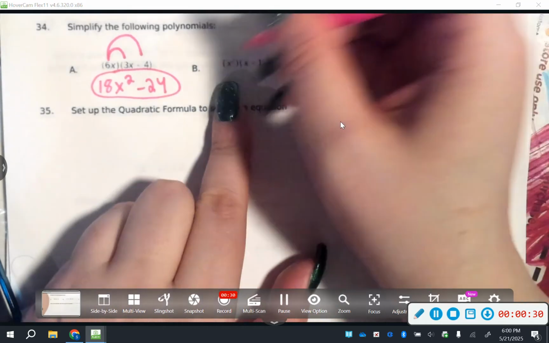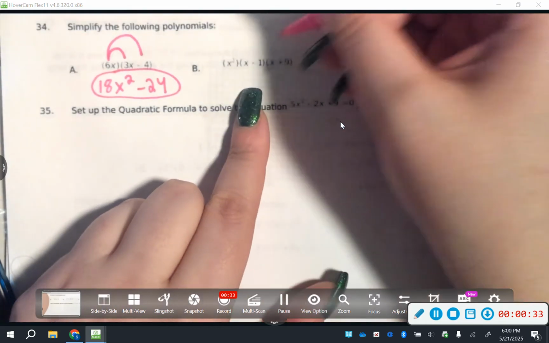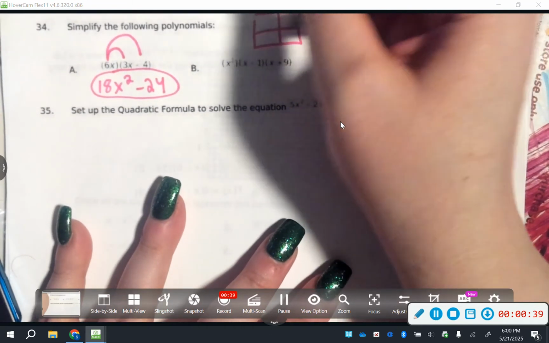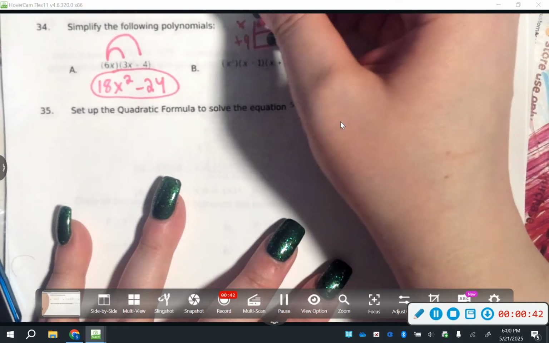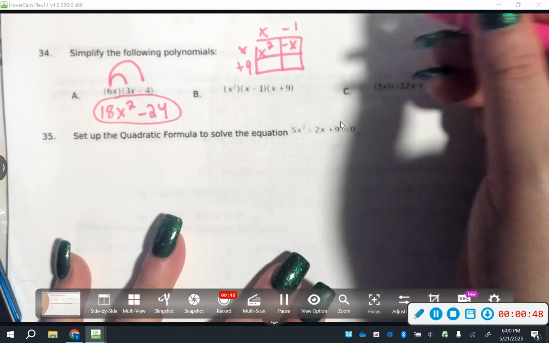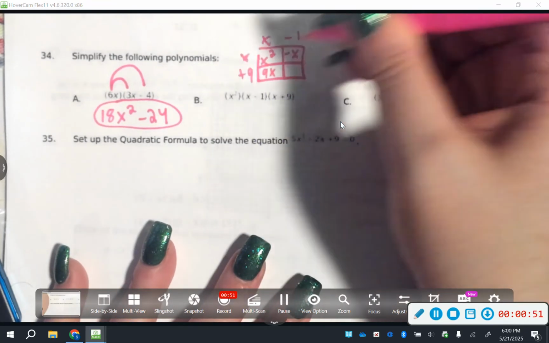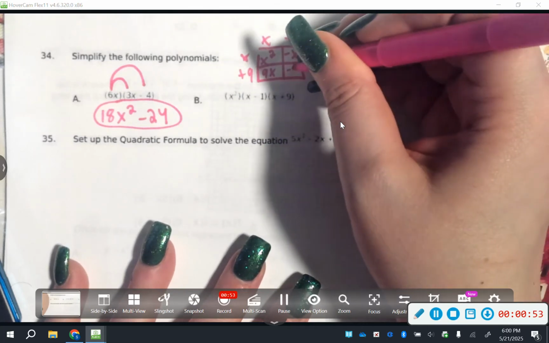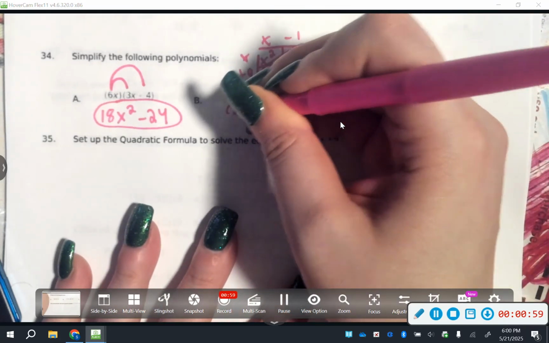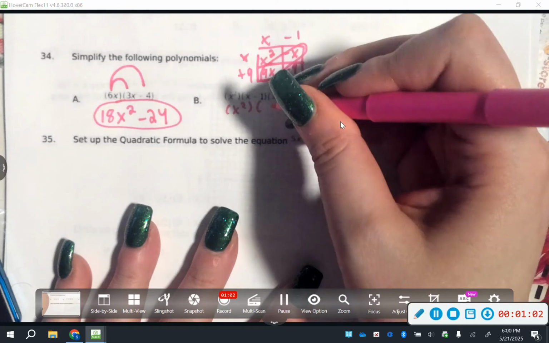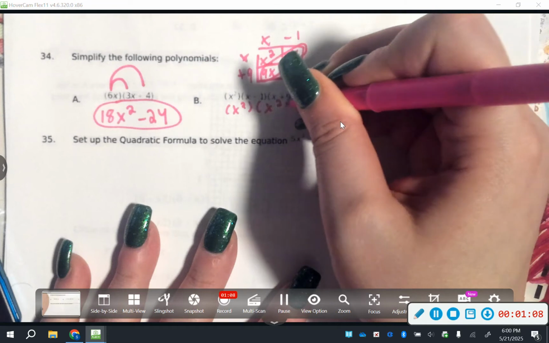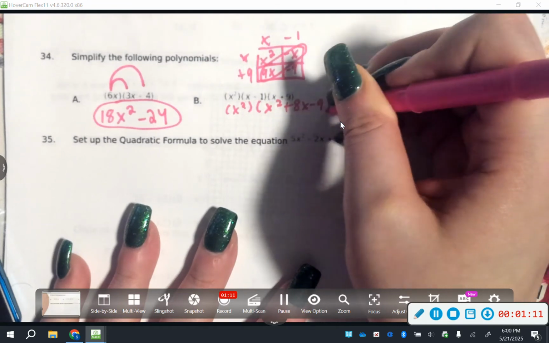For this one, it doesn't matter where you start. I guess I'll go ahead and start with these two here. We'll box them. We've got x minus 1 and x plus 9. X times x is x squared. X times negative 1 is negative x. X times 9 is 9x. 9 times negative 1 is negative 9. We combine our x's. We are left with x squared plus 8x minus 9.